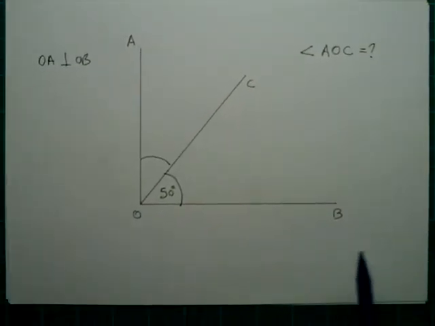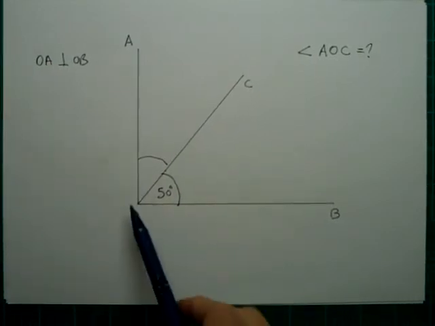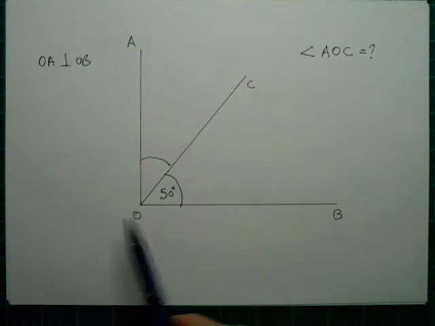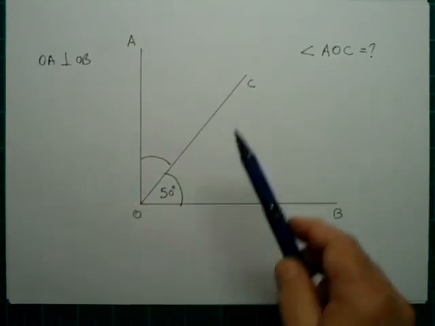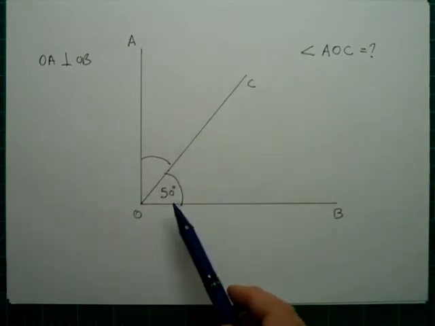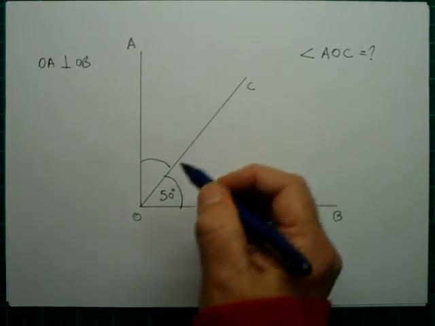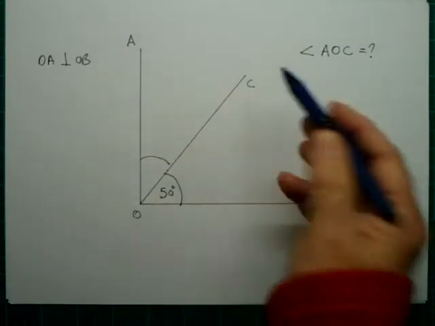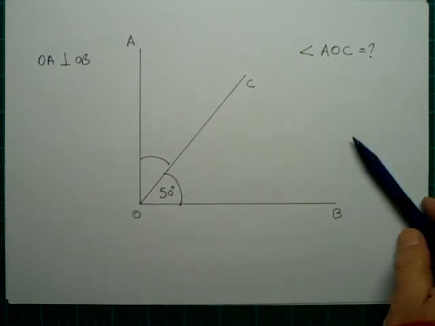Here we have two perpendicular lines, the line OA and the line OB, which are perpendicular. I also have the angle COB, which is 50 degrees. The question is, can you determine the angle AOC? It's the same, by justifying your answer. Pause the video again.